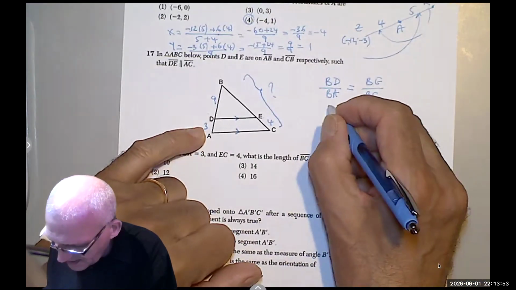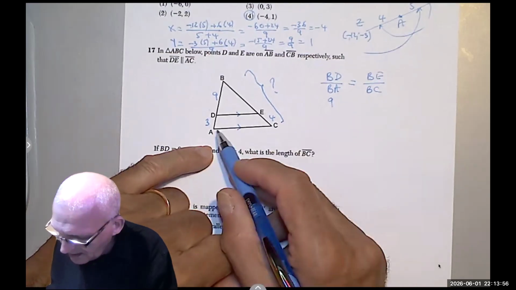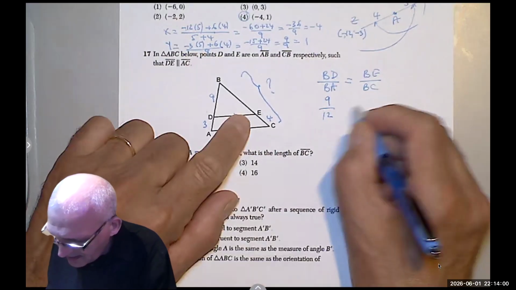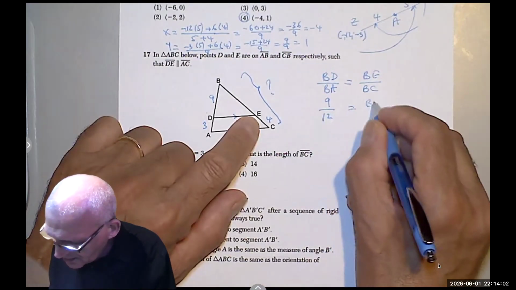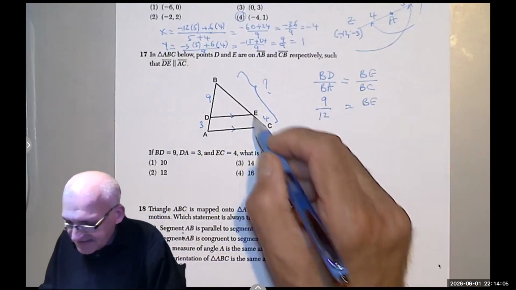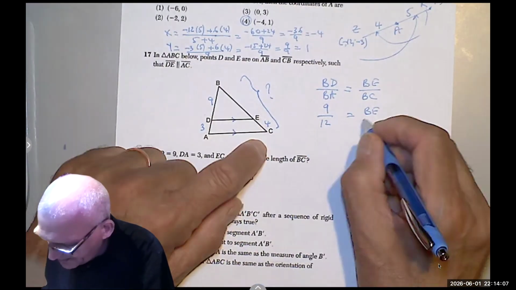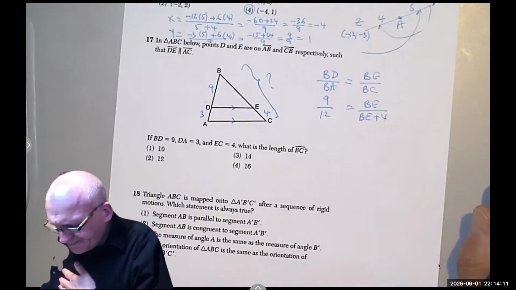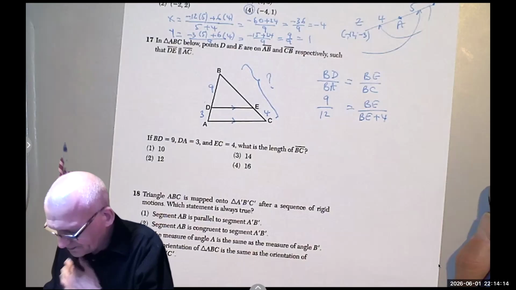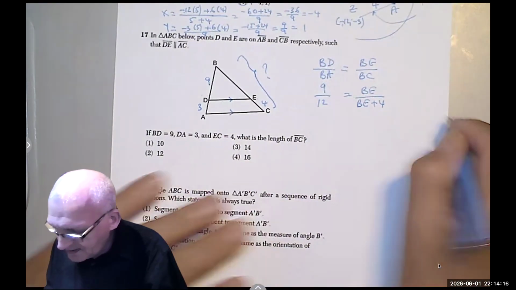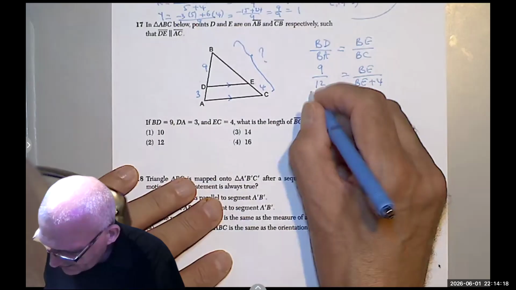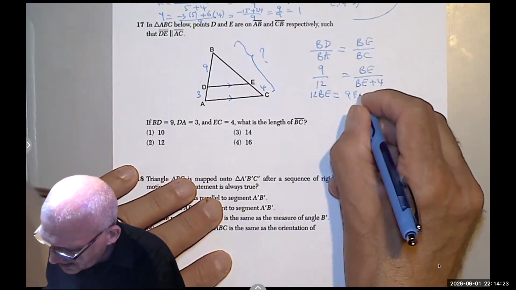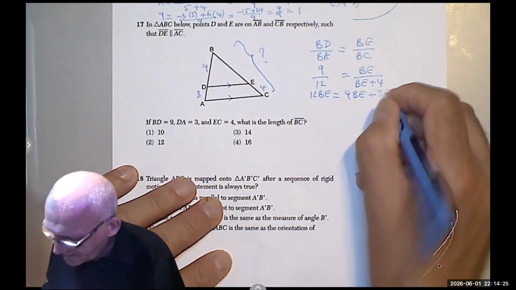BD is 9. BA is 12. BE is unknown. And BC is BE plus 4. So if I cross multiply, I will get 12 BE equals 9 BE plus 9 times 4.